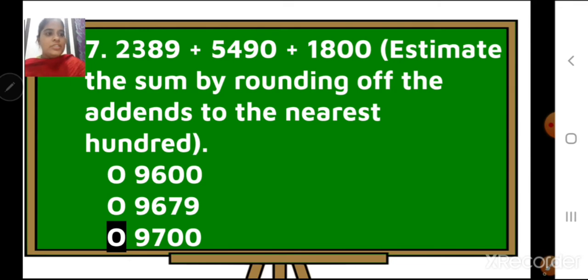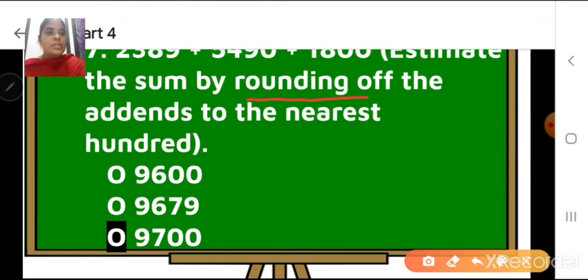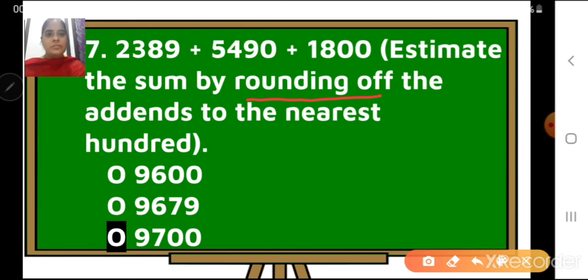You have to check it is from rounding off. You have to round off the numbers, then you have to add. Don't add before, because your options may be tricky. So focus on first rounding off and then add and then find the correct option. Got it?